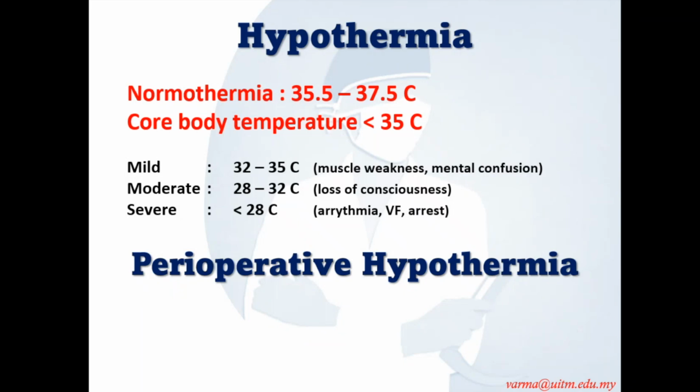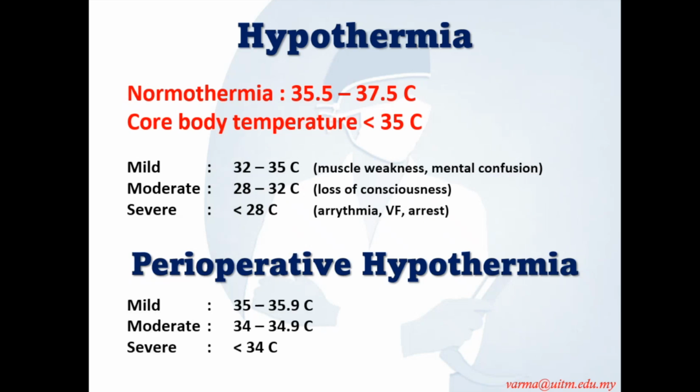So the temperature value to define perioperative hypothermia is at a higher level, because we can't let the patient go into a lower level and suffer even more disastrous complications or consequences of hypothermia post-operatively. In perioperative hypothermia, mild is 35 to 35.9, moderate is 34 to 34.9, and severe is less than 34 degrees Celsius. That's why if a patient's temperature is less than around 34 degrees Celsius, we will never extubate the patient. We will rewarm the patient at least up to 35, and only then will we extubate.